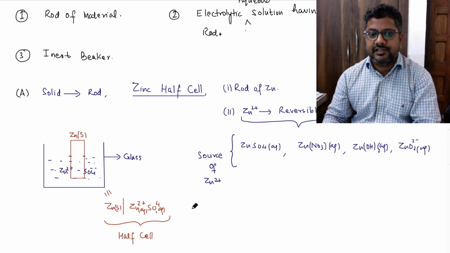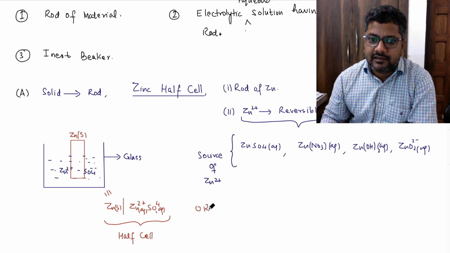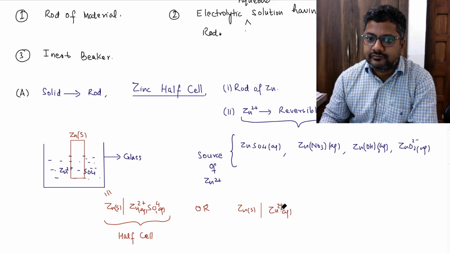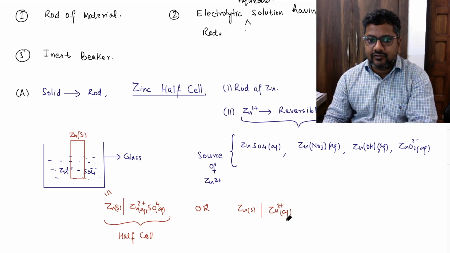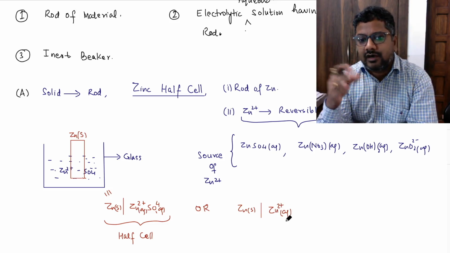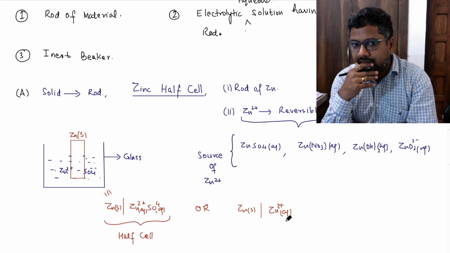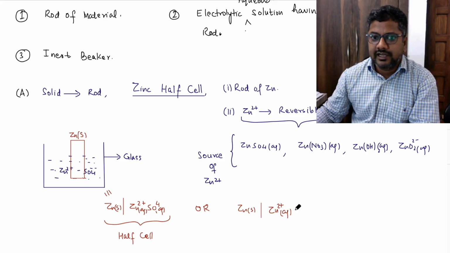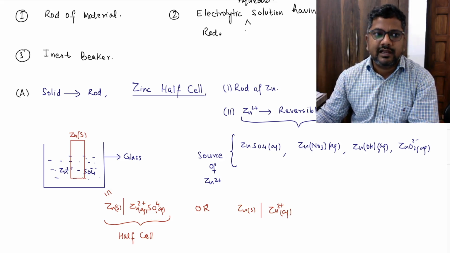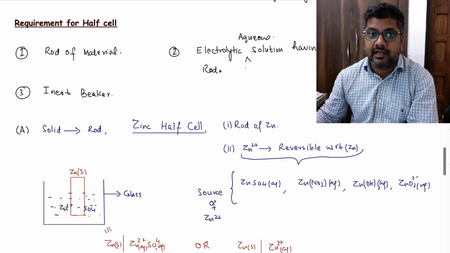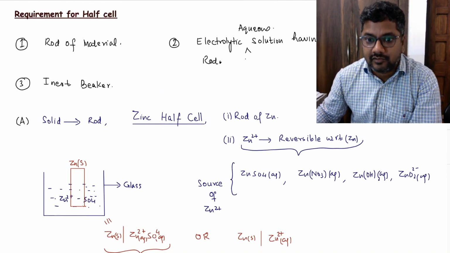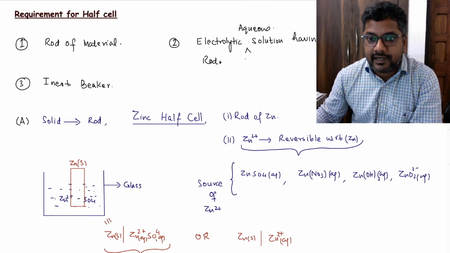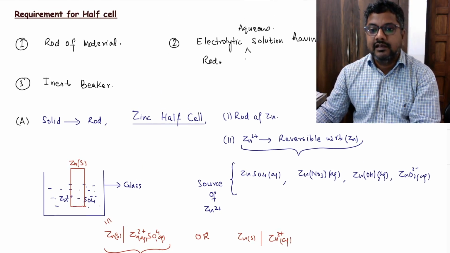Or in a simplified manner, you may find this cell like this also, Zn solid, Zn2+ aqueous. Because you know this Zn2+ is the only ion which is responsible for the electrode potential or development of electrical charge. That's why we are talking only about reversible ions. This is very important terminology, and you must be able to identify the reversible ion in every half cell reaction.